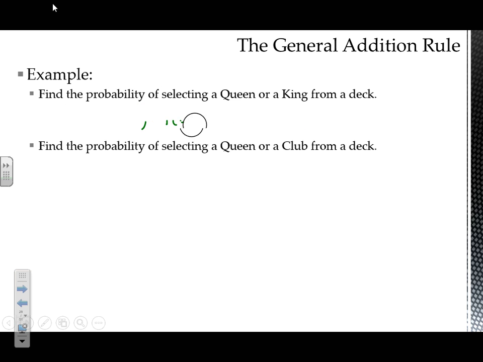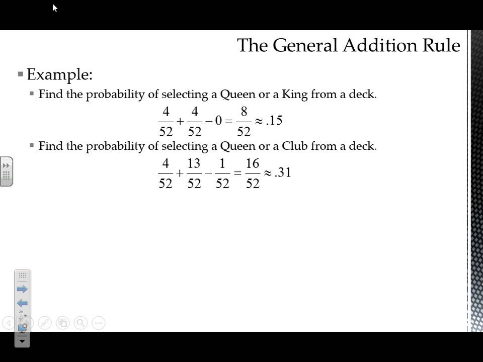So 4 out of 52 plus 4 out of 52. Everyone okay with that? The 0 is denoting that it's disjoint. There is no queen and king in the deck. So 8 out of 52, or in decimal form, that would be 0.15. Again, when you report your probabilities, you can do it in fraction form or in decimal form. Doesn't matter there. Should we reduce? I would reduce, yes. If you're going to leave it in fraction form, reduce the fraction. Otherwise, if you go to decimal, just give me the decimal.